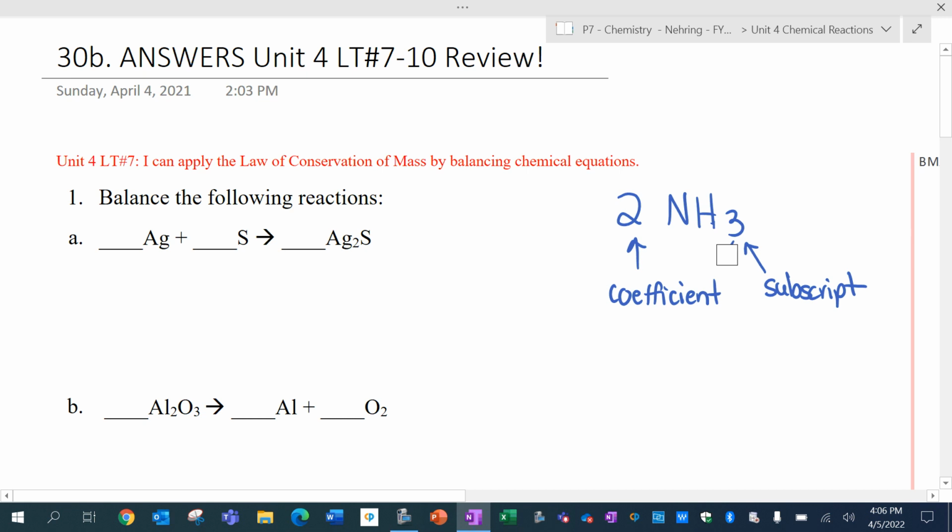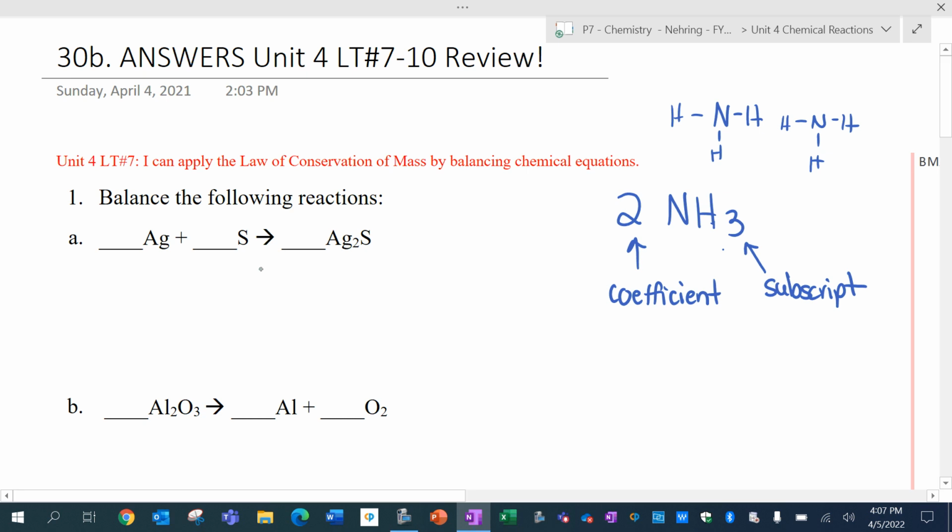If you're a visual person, you might find it useful to draw this out. So 2 NH3s looks like this. Notice when I have 2 NH3s, I have 2 nitrogen atoms, and then 1, 2, 3, 4, 5, 6 hydrogen atoms. Okay, so that's just a little background about coefficients and subscripts. So now let's go over and balance some equations.